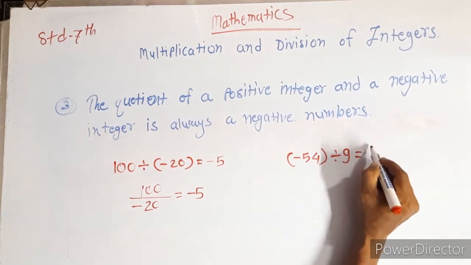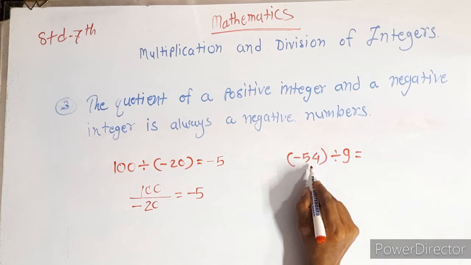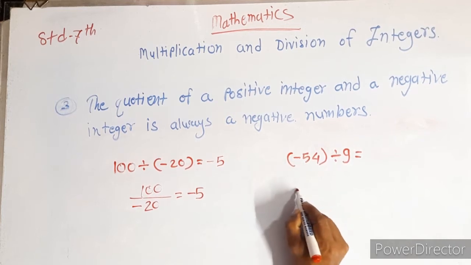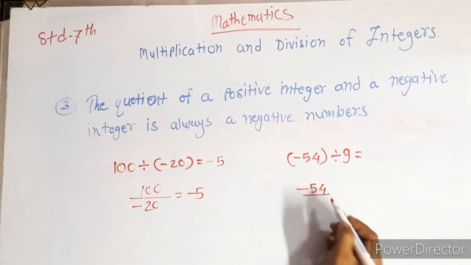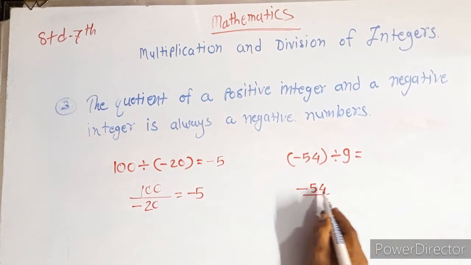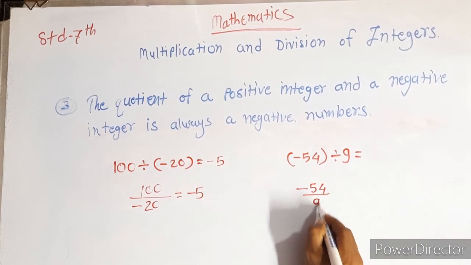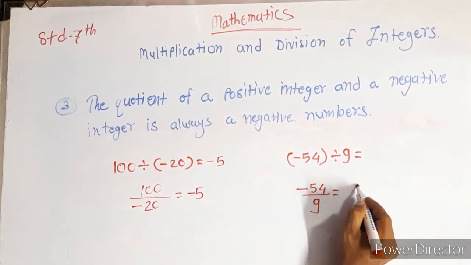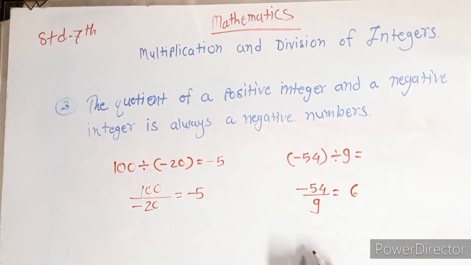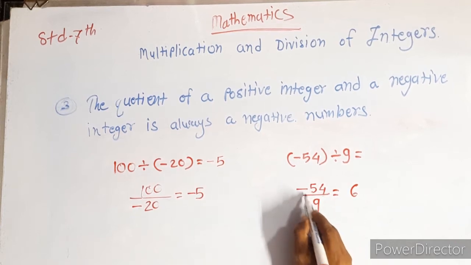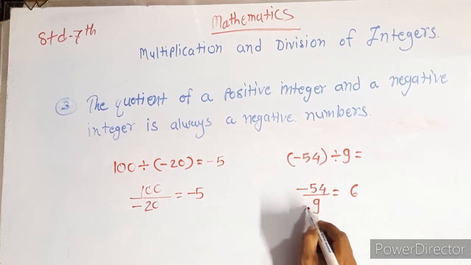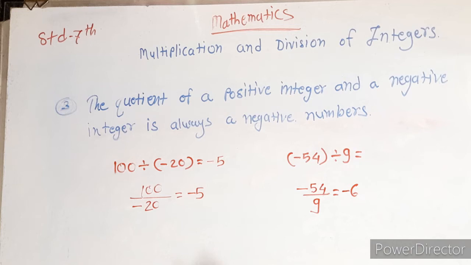Here, the dividend negative 24 goes in the numerator, and the divisor in the denominator. 9 sixes are 54. The signs are different, one positive and one negative. If both numbers have different signs, write negative.